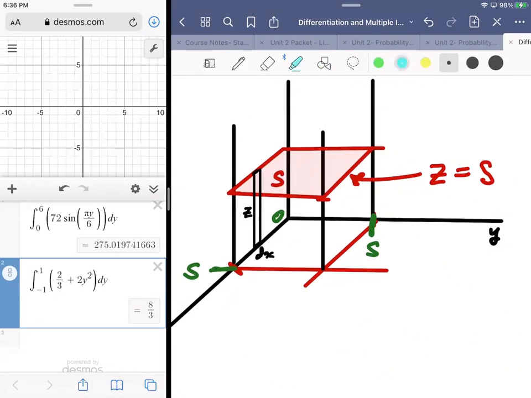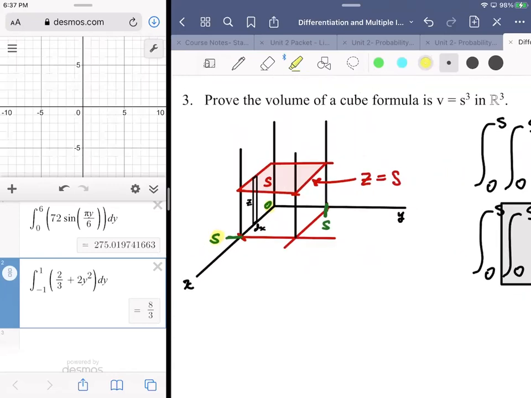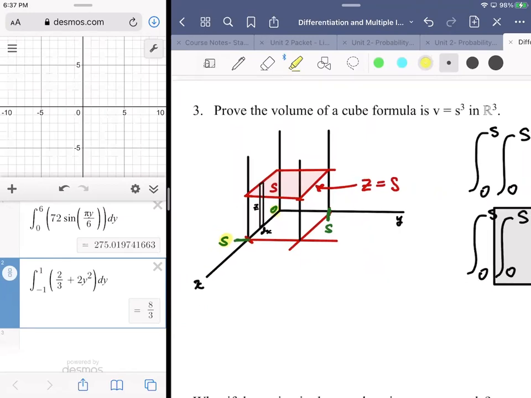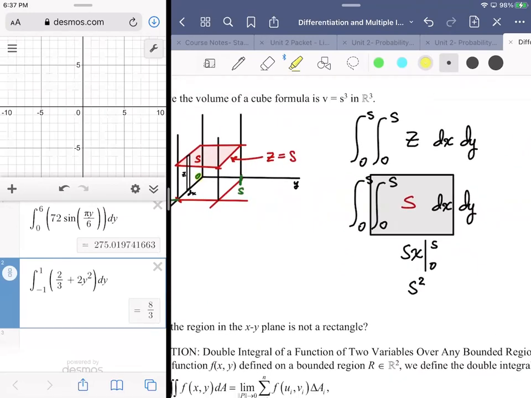Integrate it over the interval of 0 to s, and now you have the area of that entire side of the box, right, which is a square. So we just derived the area of a square formula, but that's something you can do in 2 dimensions anyway. Right? So I'm going to integrate this over the interval of 0 to s, s squared dy.